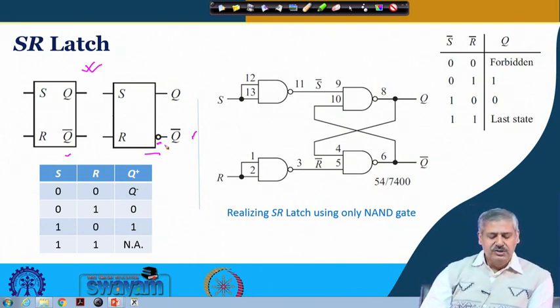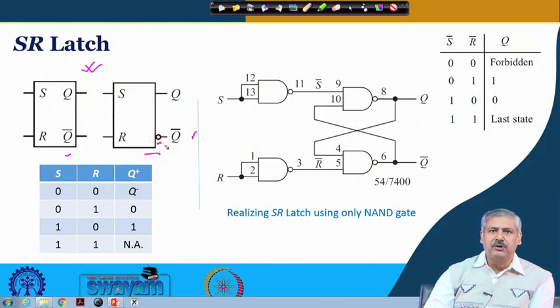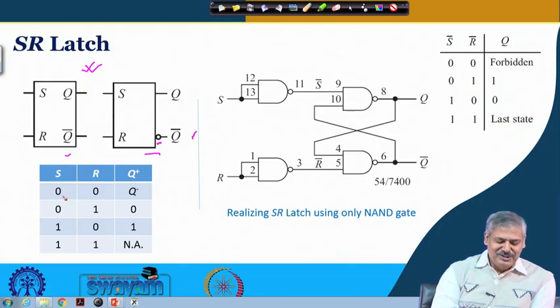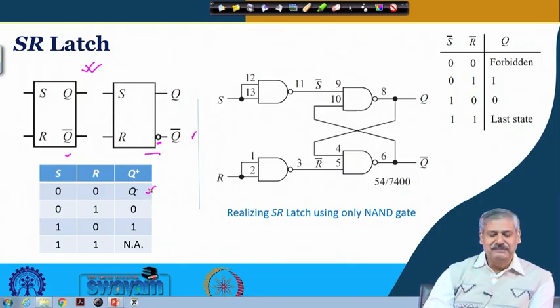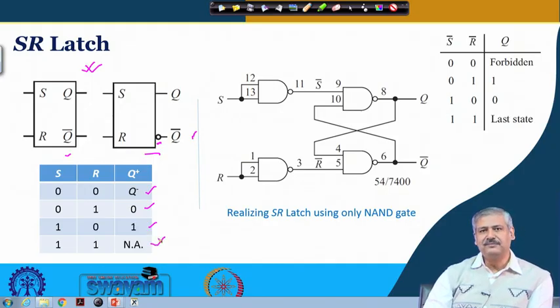Now, whatever truth table we had seen before, we can put in a more compact form, since we are trying to come up with a compact representation. For 0 0 of S and R, the previous value is written, the previous state. For 0 1 of S and R, the output is 0. For 1 0, the output is 1, the state becomes 1. And 1 1 is not allowed. So we had seen the way the NOR latch works.